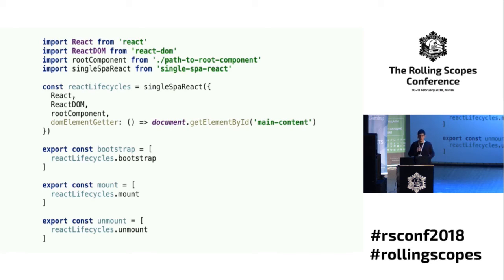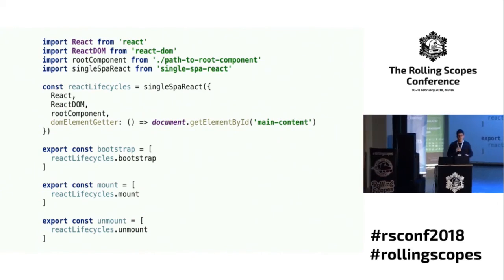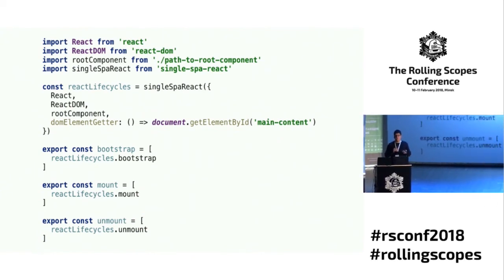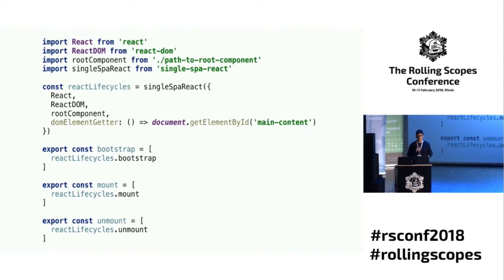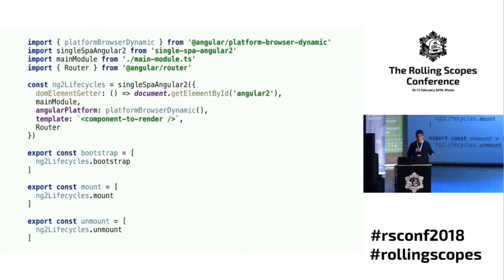The single spa also comes with a couple more modules for React, for Angular, for Vue, for many other frameworks. And you see the fourth import here is single spa React. That's a helper function that helps us generate those Bootstrap, mount, and unmount functions easily for our React app. The only thing that we need to provide is React DOM, our root component, and the DOM element getter, the function that will return the DOM element where we want to render our app. And we will receive the Bootstrap, mount, and unmount functions.